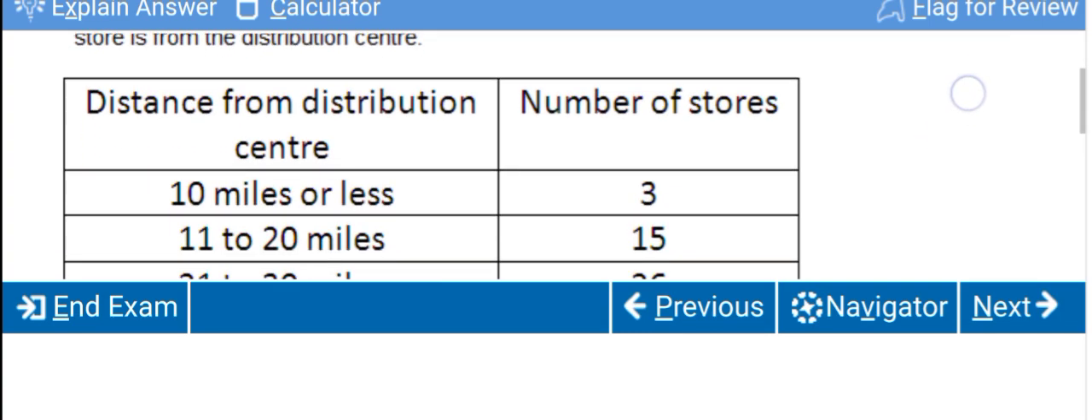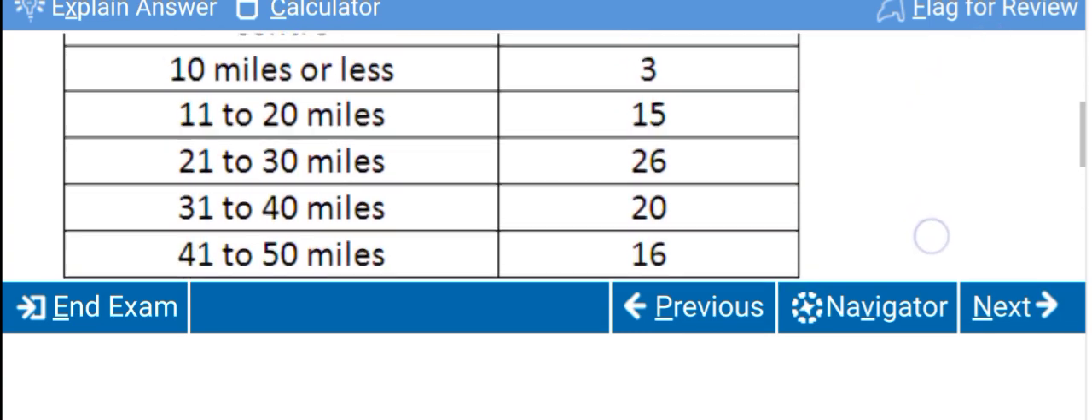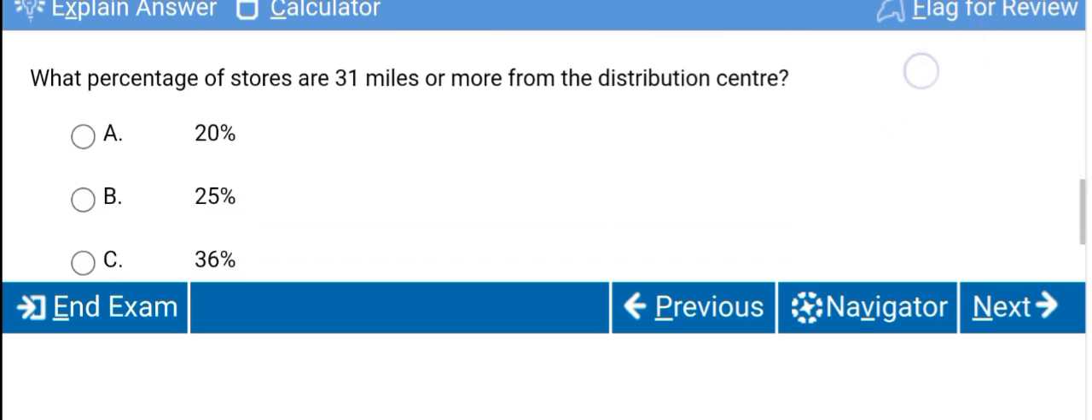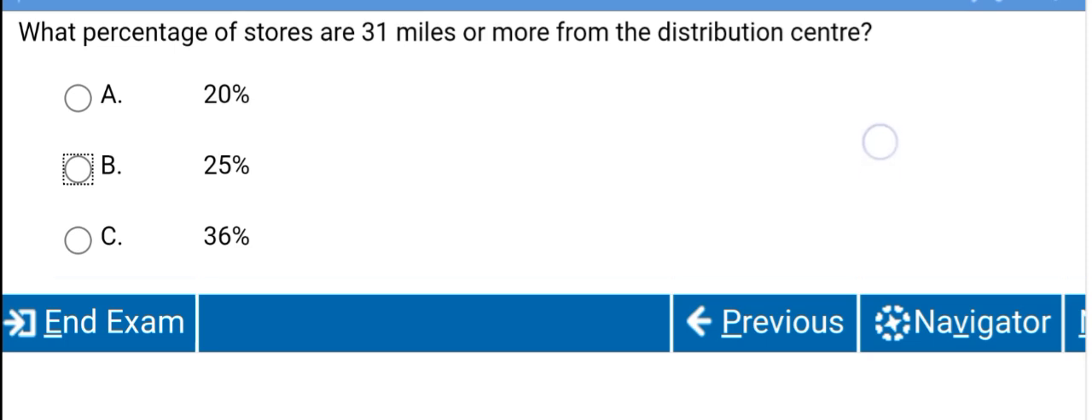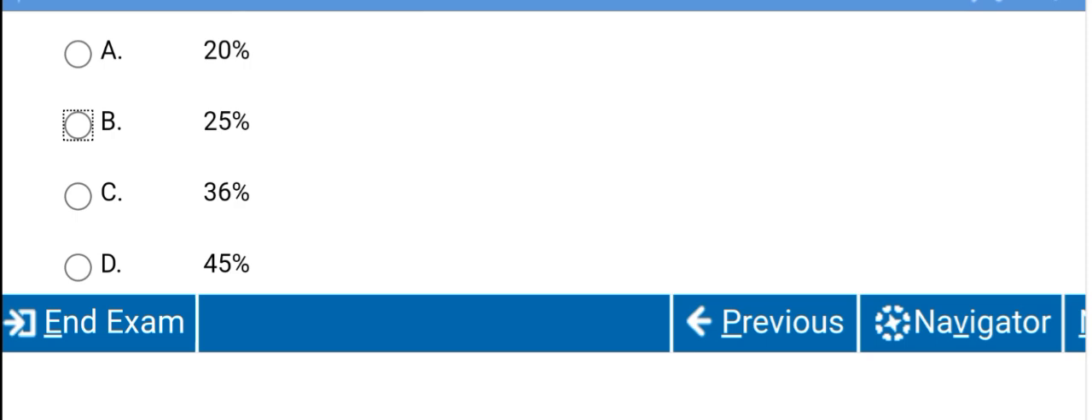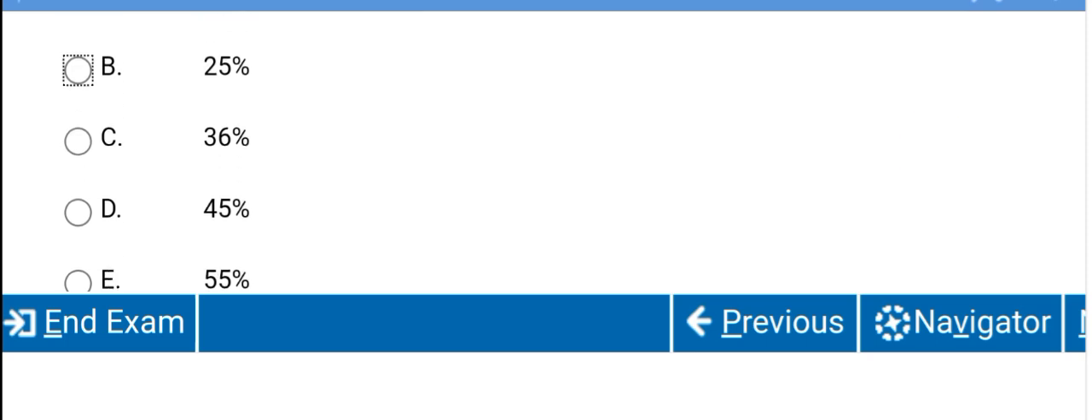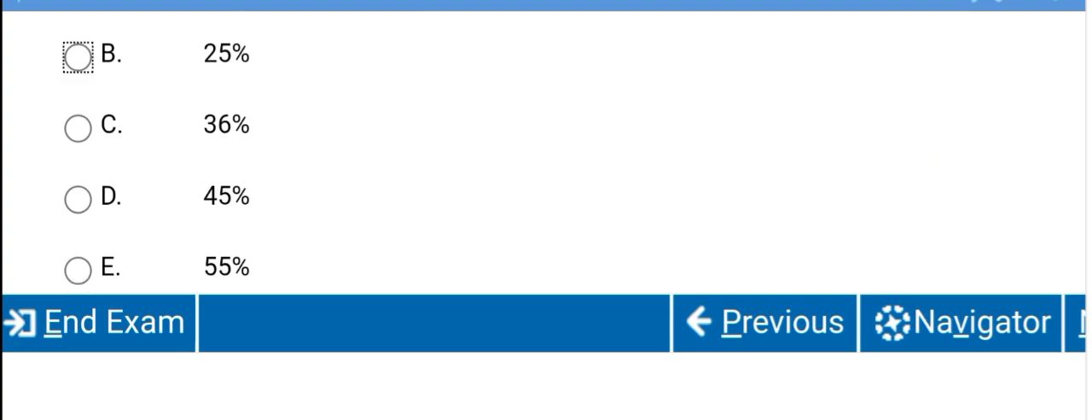You can again take a look at this information as we have the same one. The question is, what percentage of stores are 31 miles or more from the distribution centers? Option A, 20%. Option B, 25%. Option C, 36%. Option D, 45%. Option E, 55%.